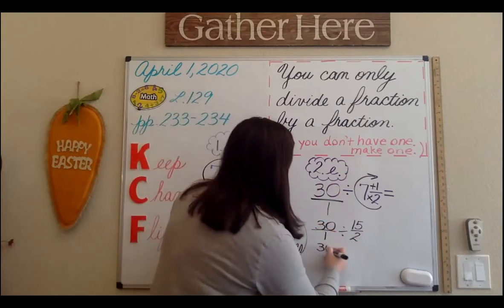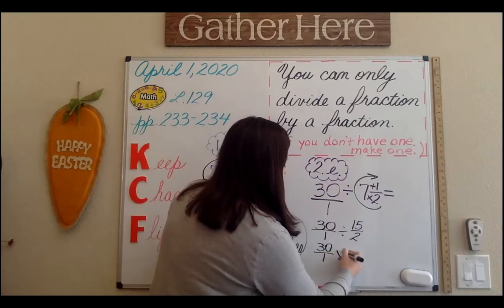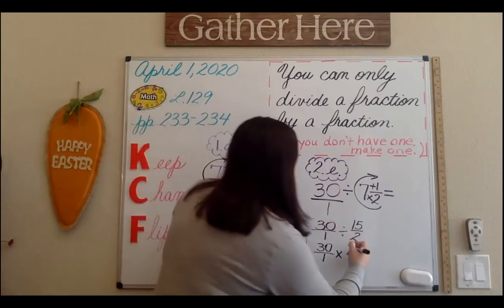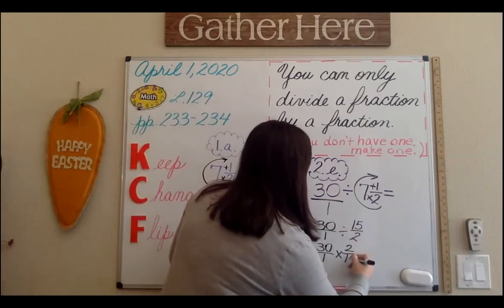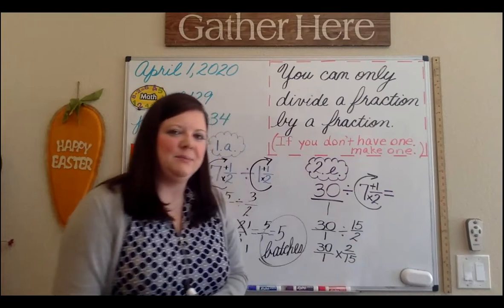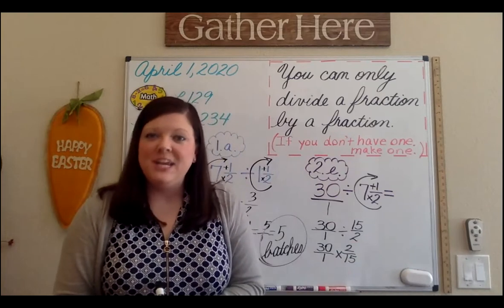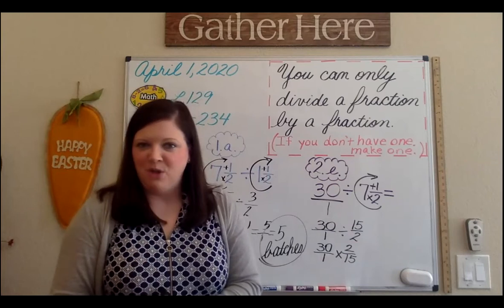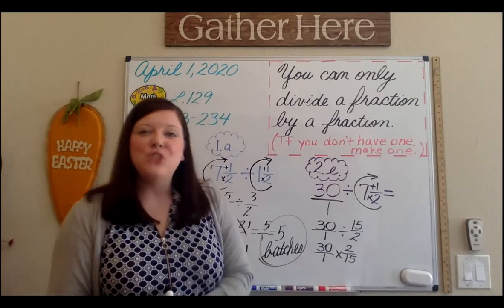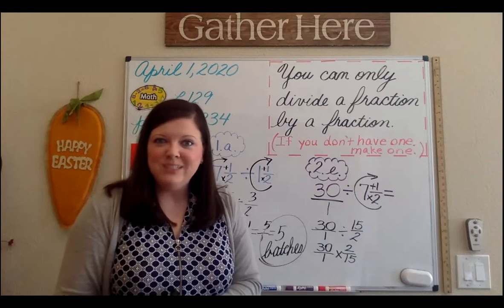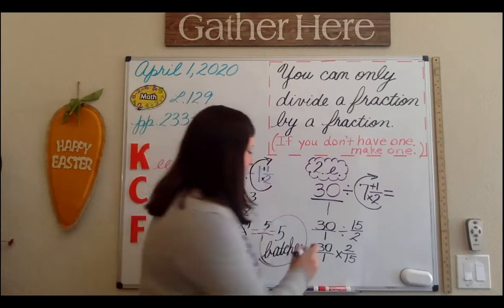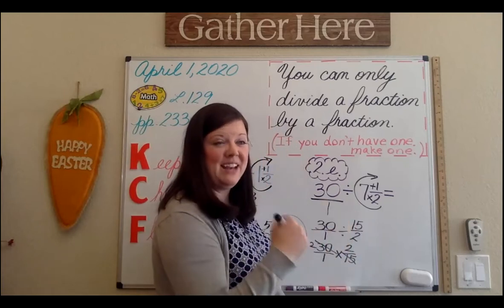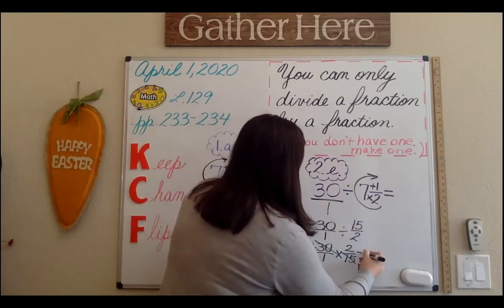Keep, change your sign from division to multiplication, flip the final fraction. Look diagonally. The smaller number here is 15. We always want to see if we can divide by that smaller number, and we can. 30 divided by 15 equals 2. 15 divided by itself equals 1.